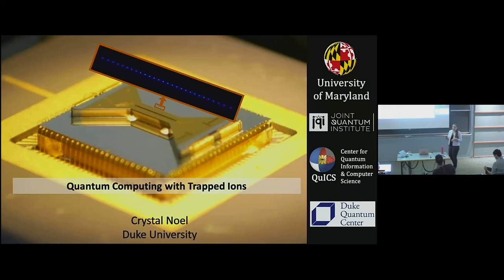In my title slide picture here, I have an ion trap chip. Please, if you have questions, I'm happy to take them during the talk. This is our chip that we use to trap the ions. In this camera image, you can see a row of ytterbium ions in a chain, and these will serve as our qubits. I'll get into how that works.